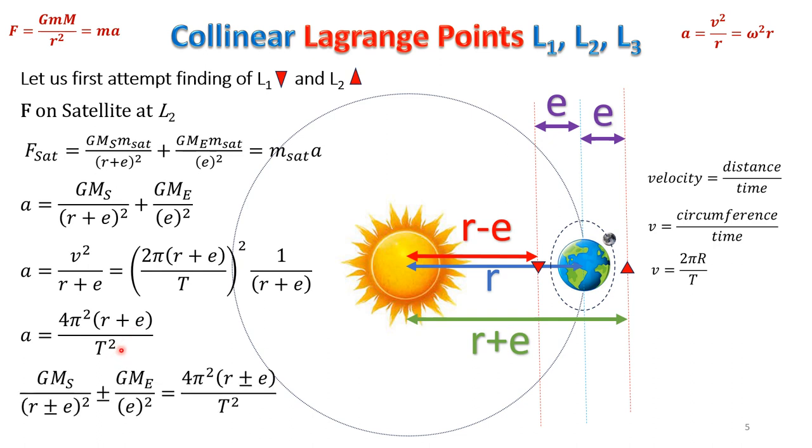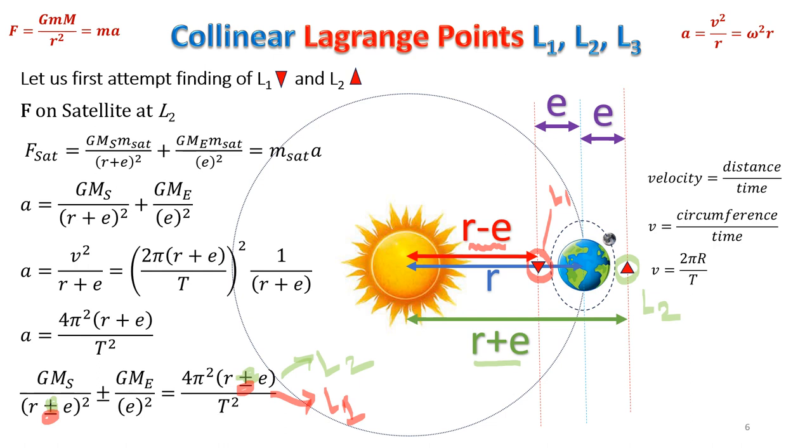Now we can compare two accelerations and we can write one equation as G M s and this stuff equal to this acceleration, and we can further simplify that. Here I want to pass a very important remark that when we are considering r plus e, we are talking for this point L2, and our equation with plus sign is for calculation of L2. Similarly, when we are considering r minus e, we are talking about this point L1, and in that case our equation with this minus sign is for calculation of L1.